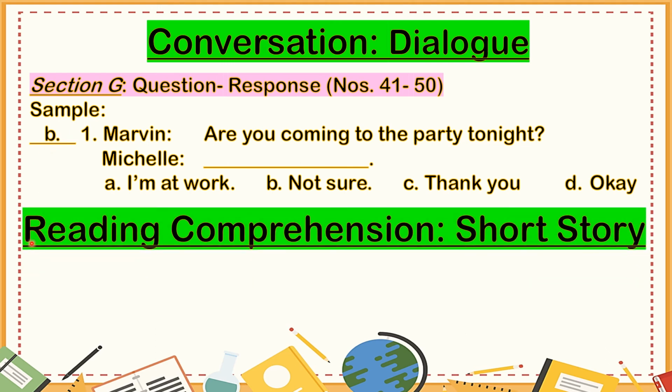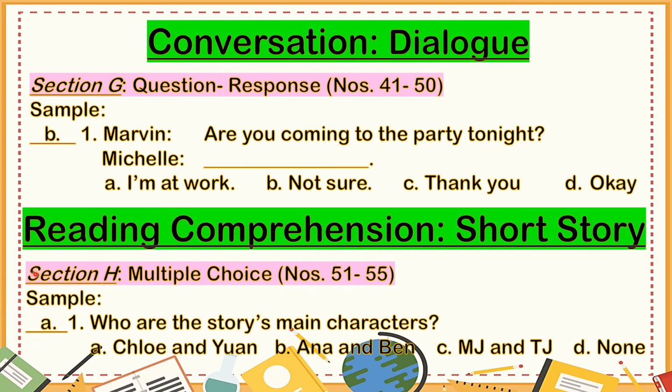Next, the topic in your midterm assessment after conversation is reading comprehension, in which you are going to read a short story. Section H, multiple choice, numbers 51 to 55. Example: who are the story's main characters? Choices: A, Chloe and Yuan; B, Anna and Ben; C, MJ and TJ; D, Nan. The answer is letter A, Chloe and Yuan, so you're going to write letter A before the number.